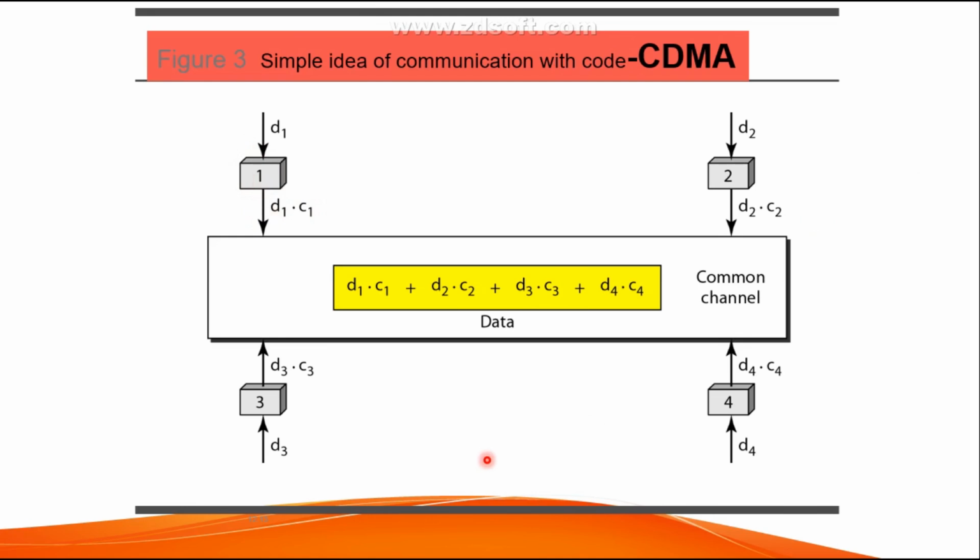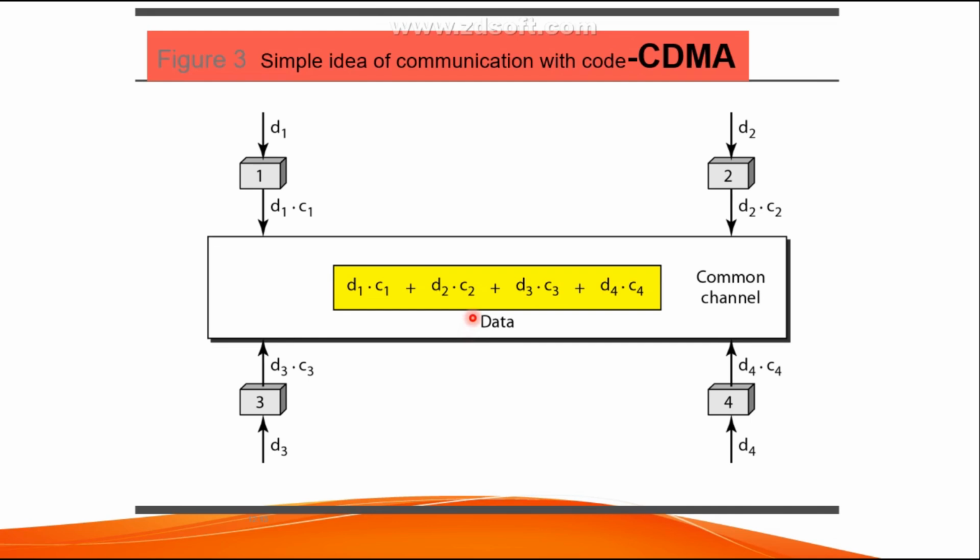And then we are going to add those data: D1 into C1 plus D2 into C2 plus D3 into C3 plus D4 into C4. And the data that goes on the channel is the sum of all these terms. And remember, guys, any station that wants to receive the data from one of the other three multiplies the data on the channel by the code of the sender.